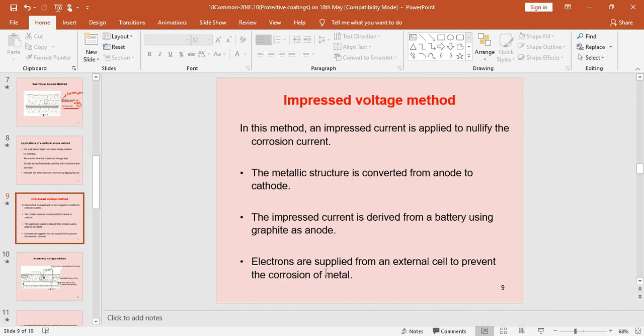So now electrons are supplied from an external cell to prevent the corrosion of metal. The metal which is going to corrode is now converted into a cathode by applying a battery. That's why the anode is converted into a cathode by supplying this external current, which is reverse to the corrosion current. Okay, so these are some points in the impressed voltage method. Note down those points.